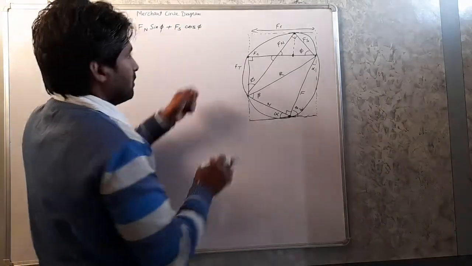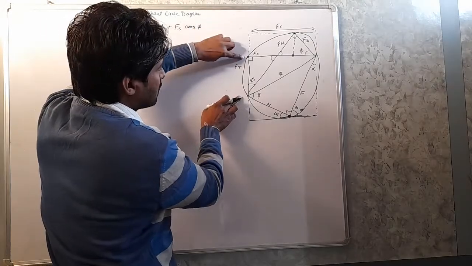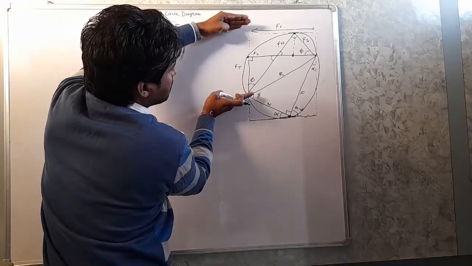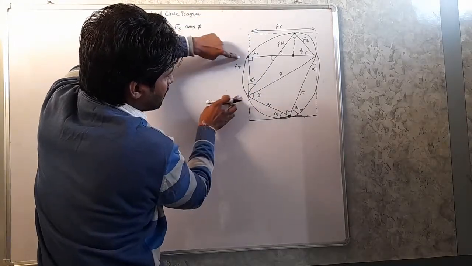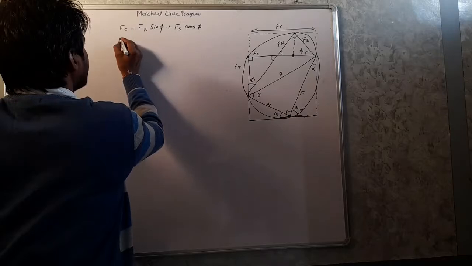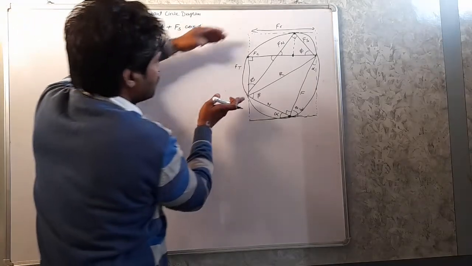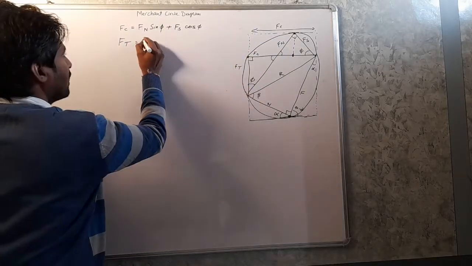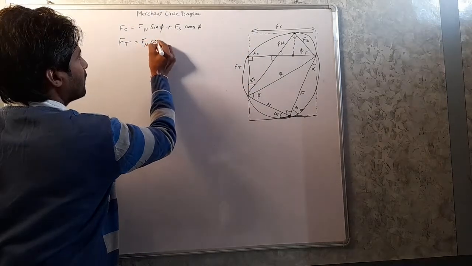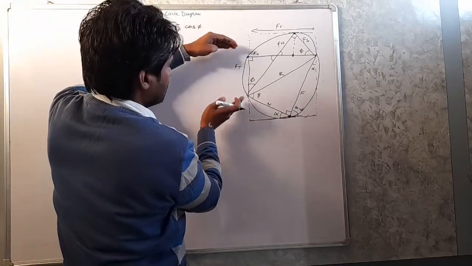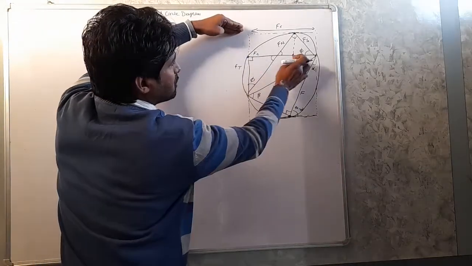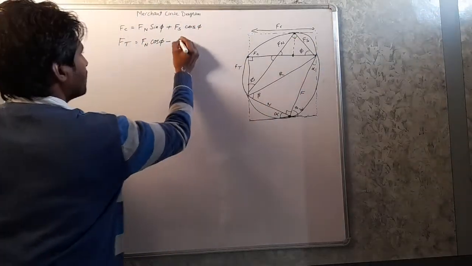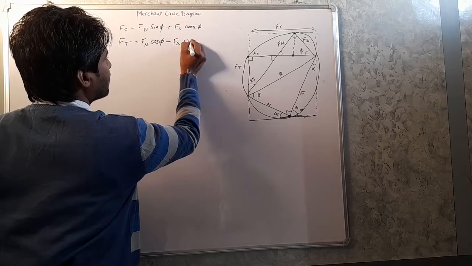Now similarly we will find for the Ft, thrust force. Ft is equal to this minus this upper part. This minus this is equal to Ft. Ft is equal to this total, which is the Fn cos phi, minus this one upper part. This is equal to Fs sin phi.